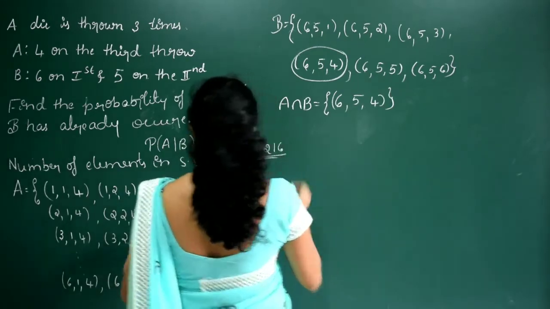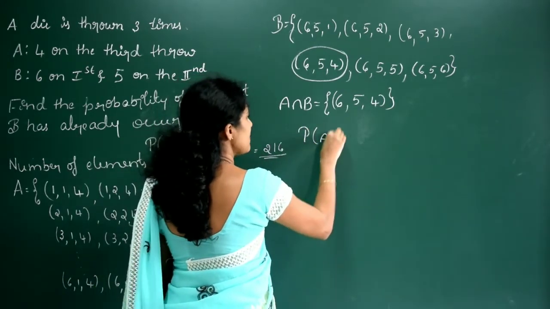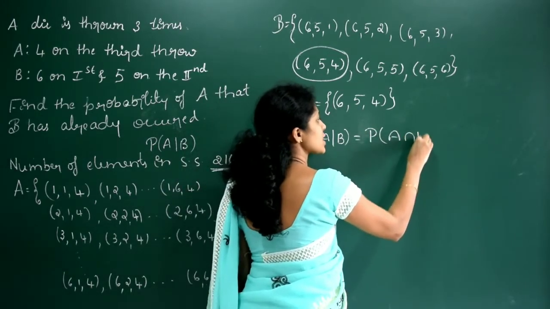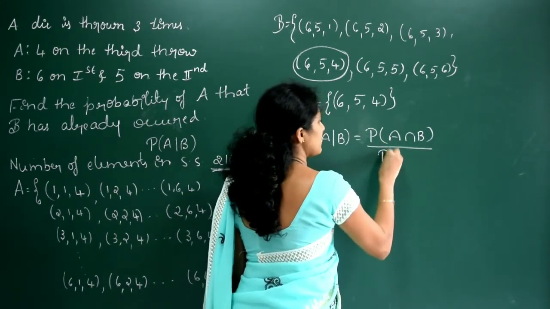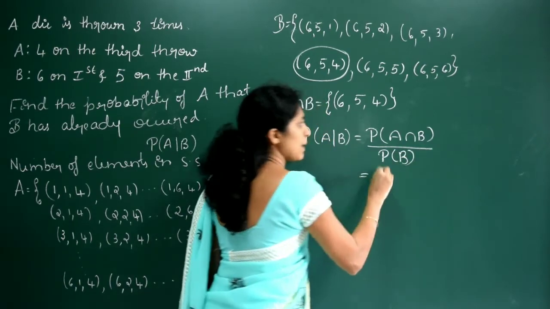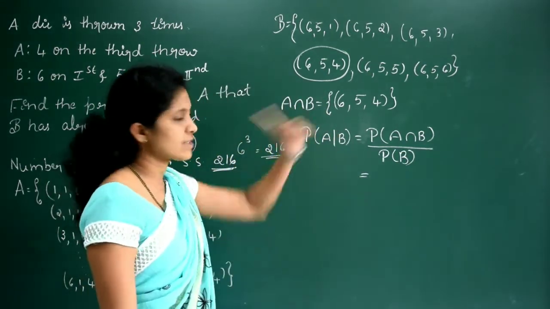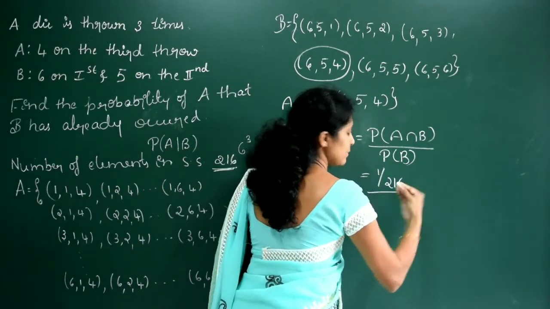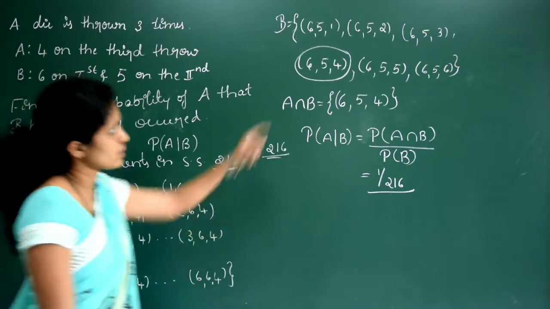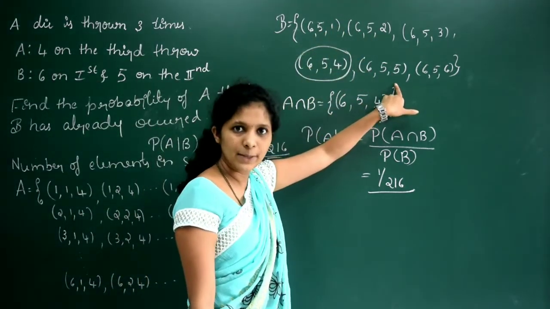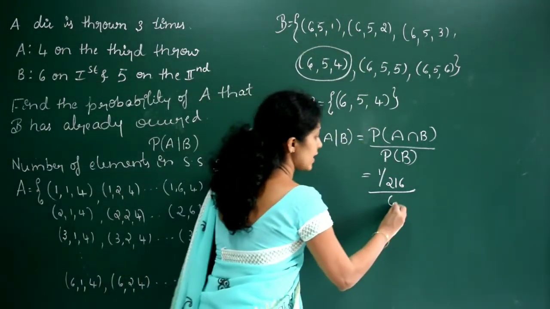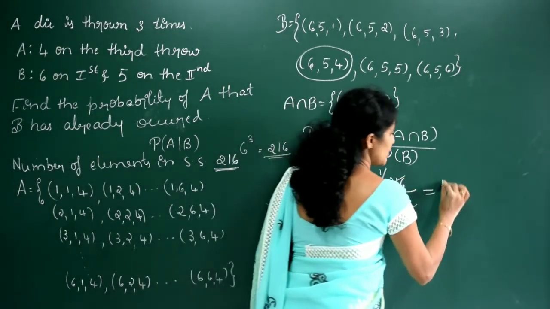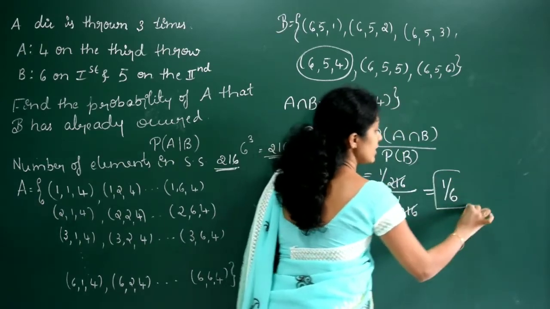Now simply we can write P of A given B is equal to probability of A intersection B divided by probability of B. Is it clear? Probability of A intersection B is 1 out of 216, divided by P of B. How many elements are possible? Here 6 elements are there, right? Probability of B will be 6 divided by 216. So I can cancel these two. So this is equal to 1 by 6. So this is the final answer.